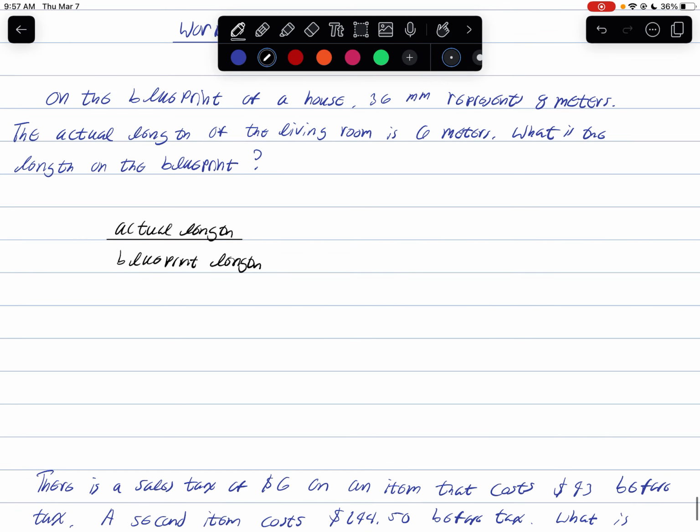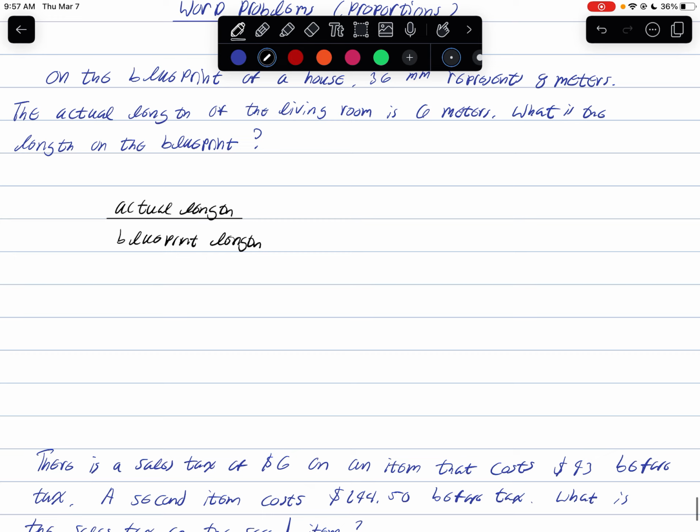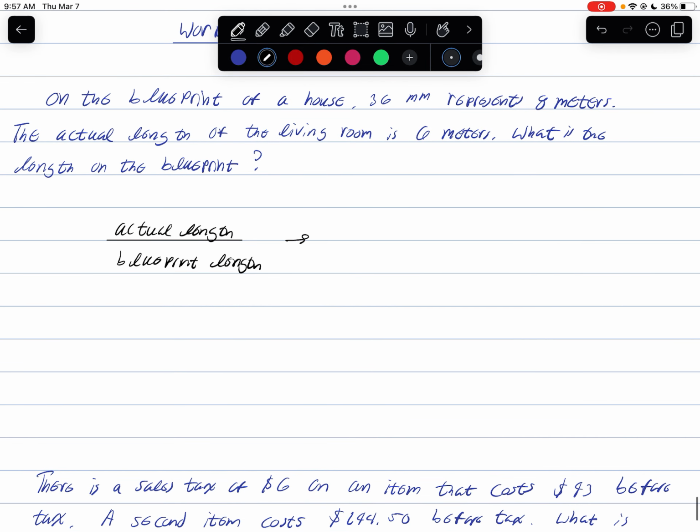So from that, let's go ahead and set this up. The actual length of the living room is 6 meters, so we'll put 6 meters on top. And we want to know what the length is on the blueprint. We don't know what that is, so let's use a letter. I'm going to use X. You can use whatever variable you think is best. I think ALEKS uses Q, but this is fine.